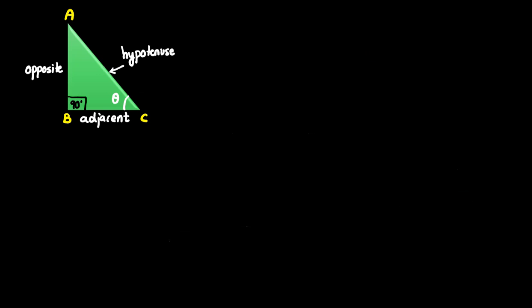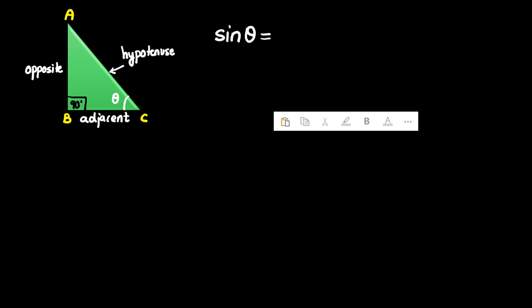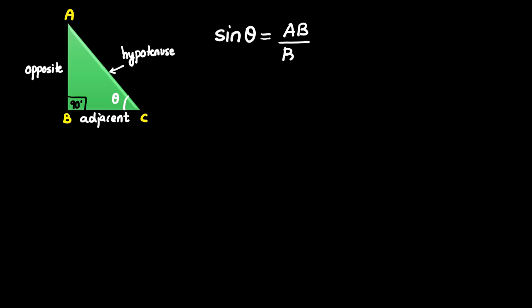Okay, what is sine theta? Sine theta is opposite upon hypotenuse. So what is opposite? AB upon AC. What is cos theta? Adjacent upon hypotenuse. What is tan theta? Opposite upon adjacent.